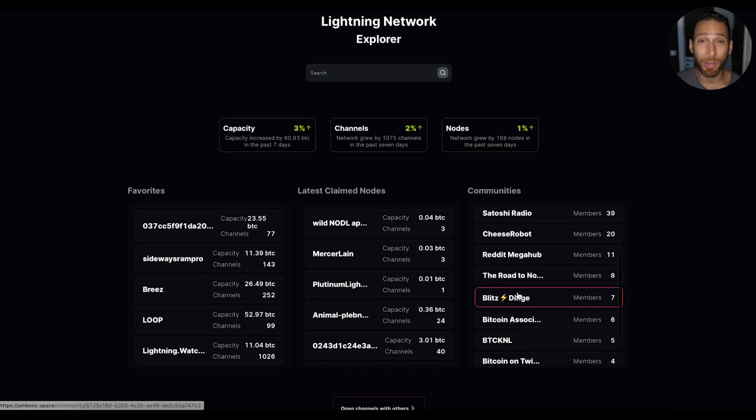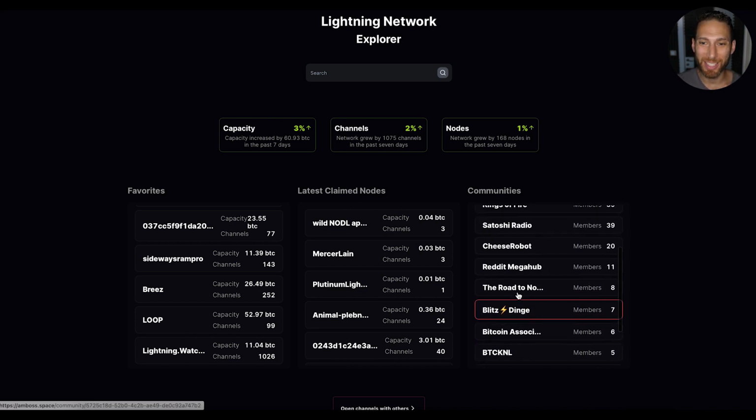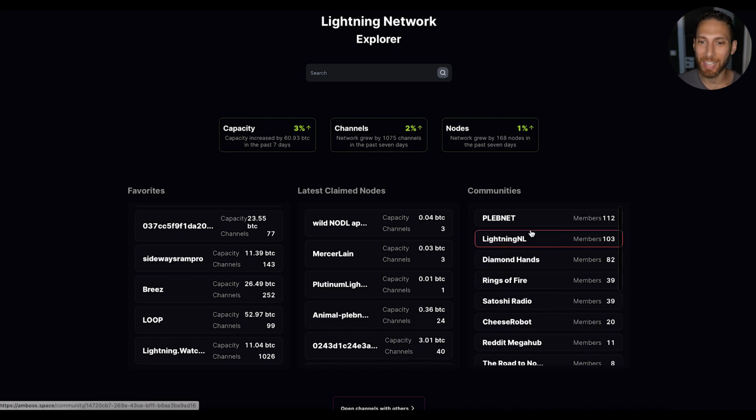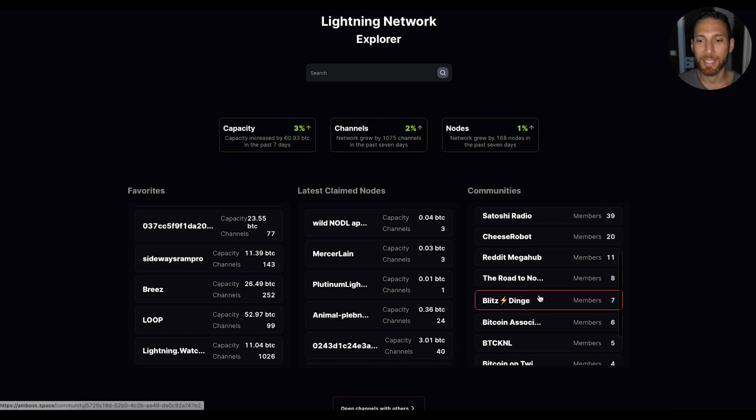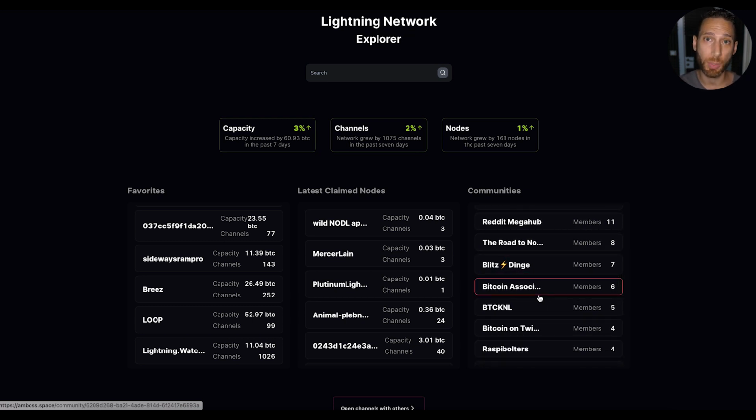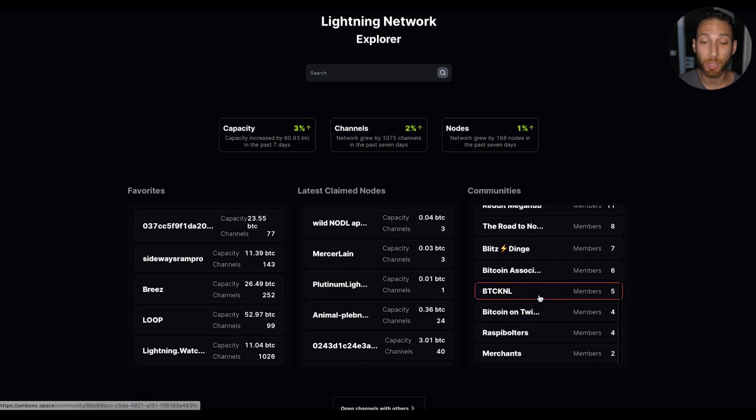Now, as you'll note, there are many, many different communities here, as you can see on the right. The Rings of Fire Telegram group, Lightning NL, Diamond Hands, Plebnet, Cheese Robot, Reddit Mega Thread. There are all kinds of communities that you can join just to demonstrate your support and that you are a member of those communities so other people can find you and interact with you.